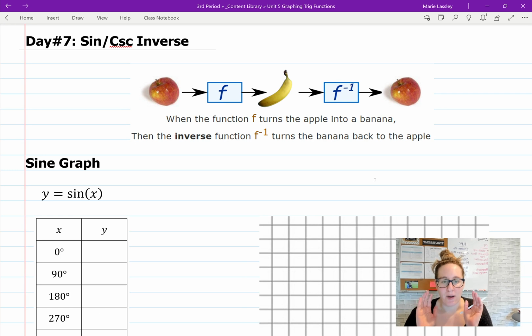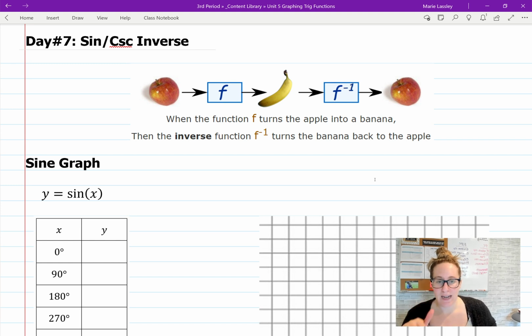When you have an original function, I know this is kind of stupid because it's got apples and bananas, but your function is the apple, the original function. If you put the apple in, it gives you a banana out. What inverses do is if you take the banana and you put it into the inverse, it's going to give you the apple, which was the original thing. So thinking about these as x and y's, this is x, this is y, this is x.